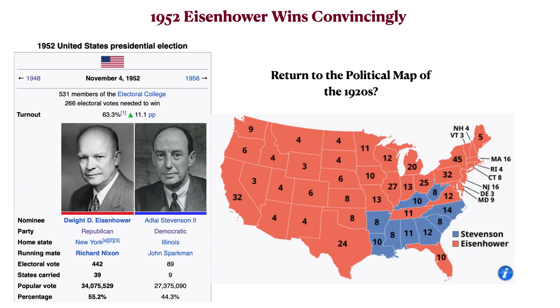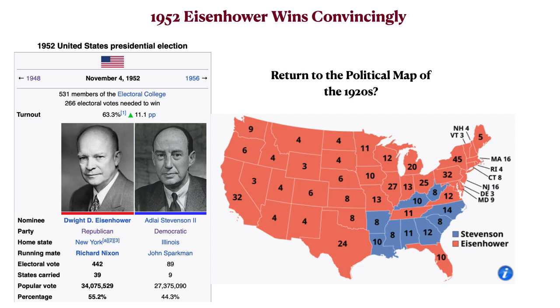We have something of a return to the political map of the 1920s when the Democrats pretty much only took southern states and the Republicans took most of everything else. Although note that Stevenson didn't win the whole South. Florida is changing. Northerners are moving into Florida by this time, and so it's becoming more of a swing state.